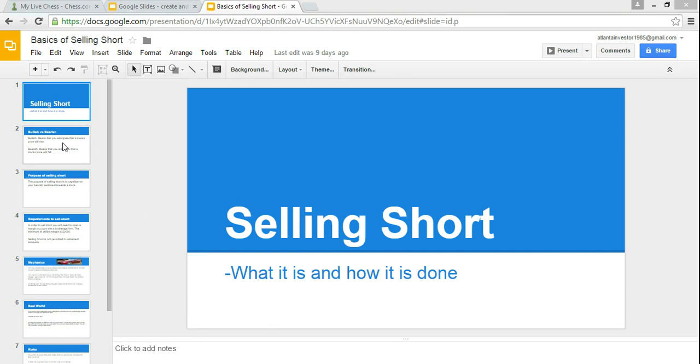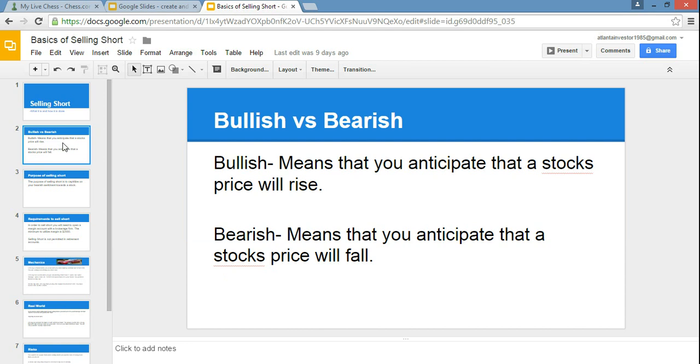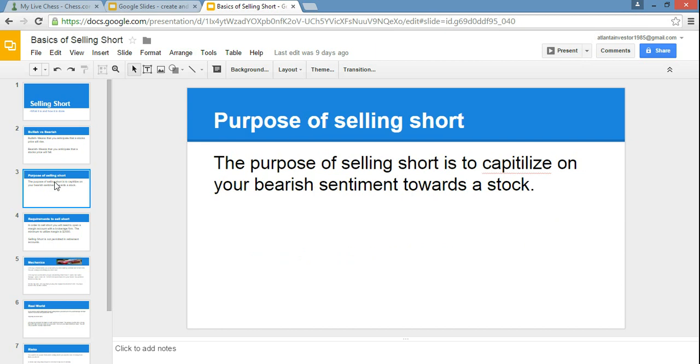So what it is and how it is done. The first thing, you want to familiarize yourself with the concept of bullish versus bearish. Bullish means that you anticipate that a stock's price will rise. Bearish means that you anticipate that a stock's price will fall. These are just some market terms that you want to familiarize yourself with. I'm sure some of you advanced people already know about this, but I want to make sure that I cater to the beginner with this particular video. So just bear with me.